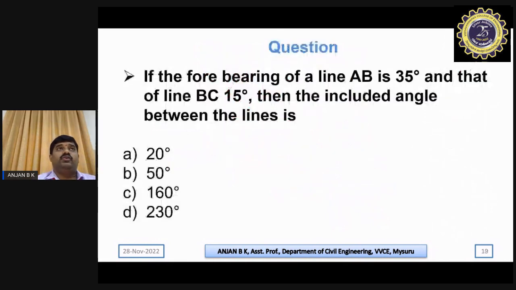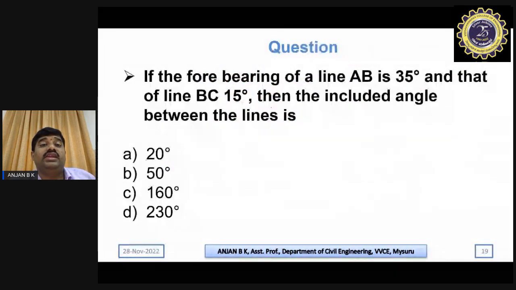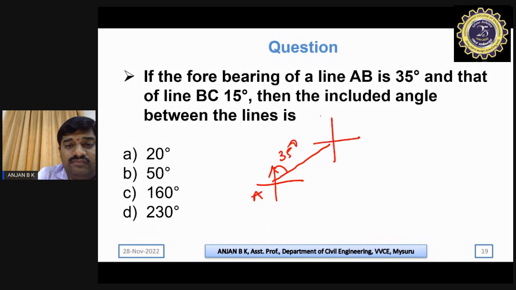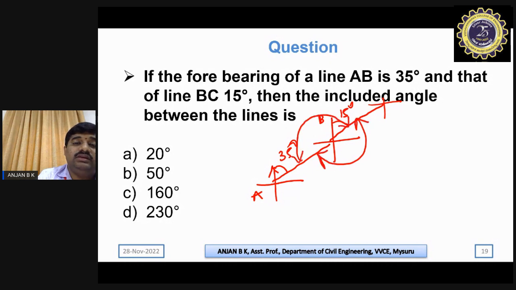So here is a question. If the forebearing of a line AB is 35 degrees and that of the line BC is 15 degrees, then the included angle between the lines is. So you can draw the forebearing of the line AB, which is 35 degrees, and from B to C it is 15 degrees. They are asking us to find the included angle. There are two possibilities. They may be asking either this one or this one. One of them will be the answer given here.